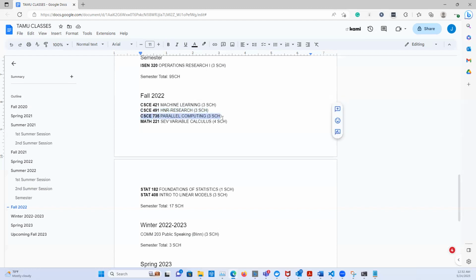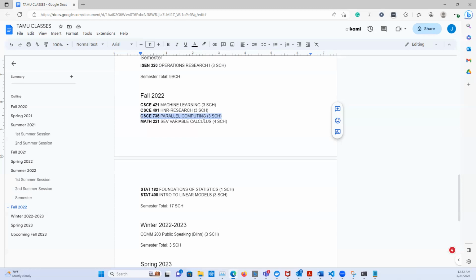Next, I took my first graduate class, which is CSCE 735, Parallel Computing. This class dealt with how to make computers do multiple things at the same time, which I thought was very interesting. You also learn about supercomputers. There is a supercomputing graduate course, but it's rarely offered. If that class was offered, I'd take it because I found the topics very interesting.